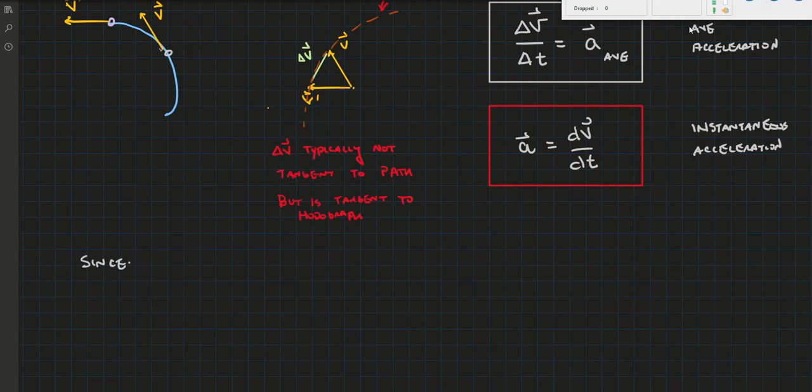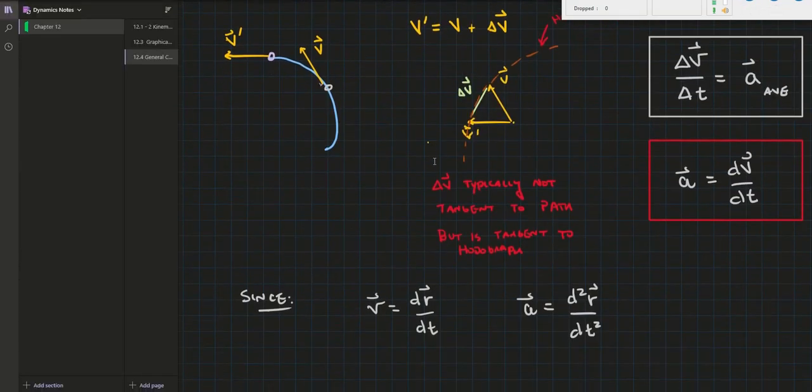Okay, so, summary, since v equals dr/dt, then our acceleration is the second derivative of this, d2r/dt squared, and acceleration tends to pull or swing the velocity towards the concave side of the curve. Or in other words, the acceleration points inward.